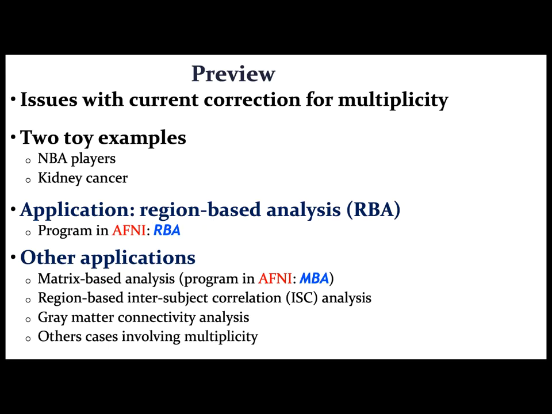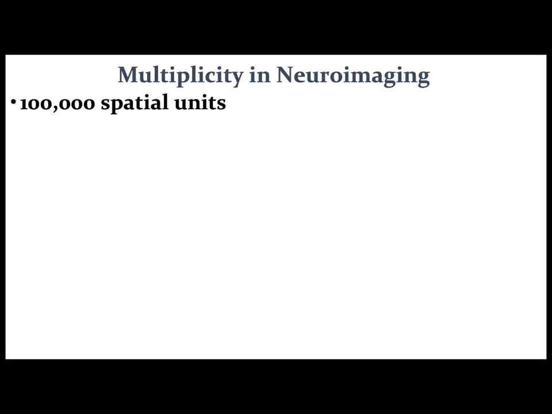I'm going to start with discussing a few issues with the current approach to correcting for multiple comparisons in neuroimaging. Then I'm going to motivate a new approach with two toy examples. After that, I'm going to demo with a real data set. It's pretty much typical voxel-wise fMRI data analysis, a typical task-related data set.